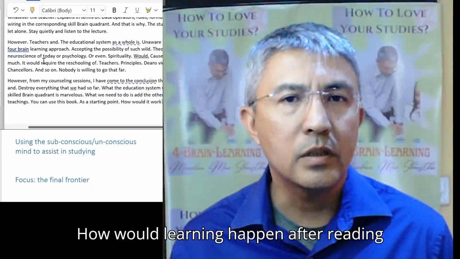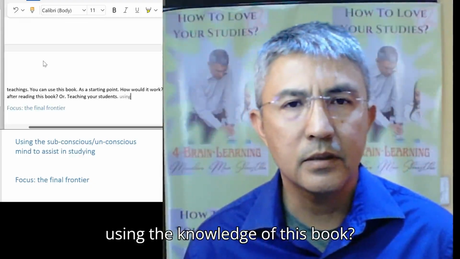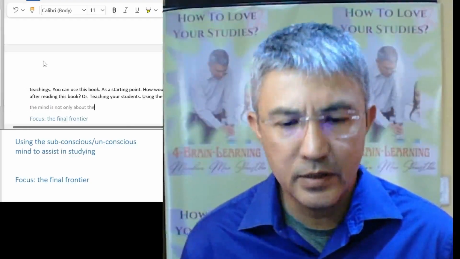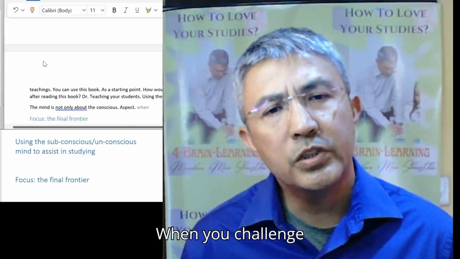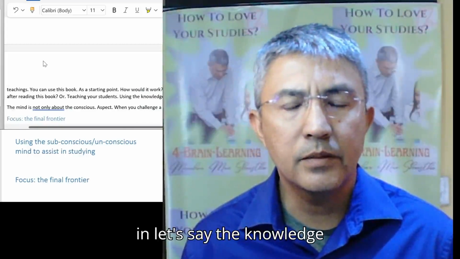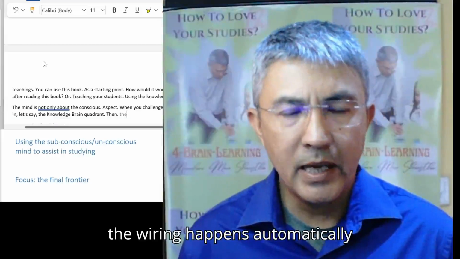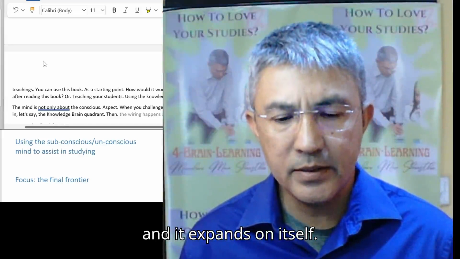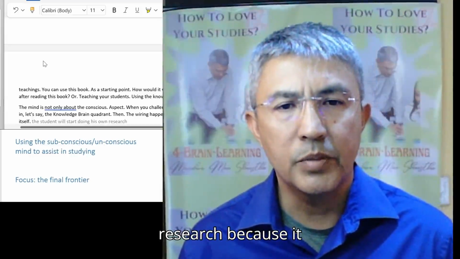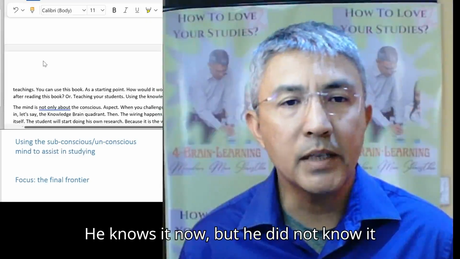How would it work? How would learning happen after reading this book or teaching your students using the knowledge of this book? Let me answer. The mind is not only about the conscious aspect. When you challenge a student and offer a teaching in, let's say, the knowledge brain quadrant, then the wiring happens automatically and it expands on itself. The student will start doing his own research because it is the way he prefers to learn. He knows it now, but he did not know it before.